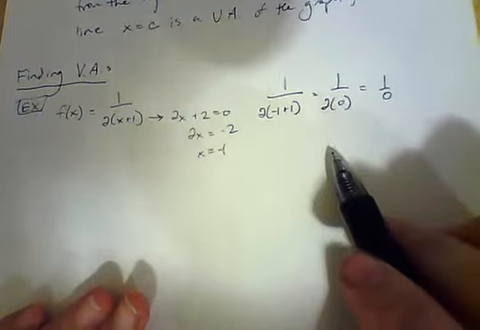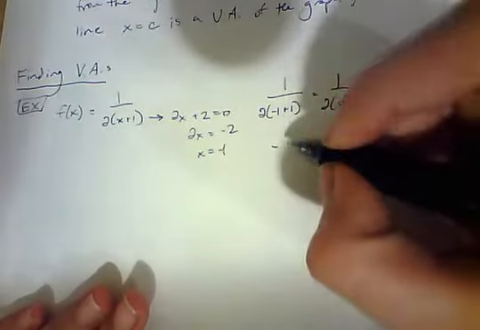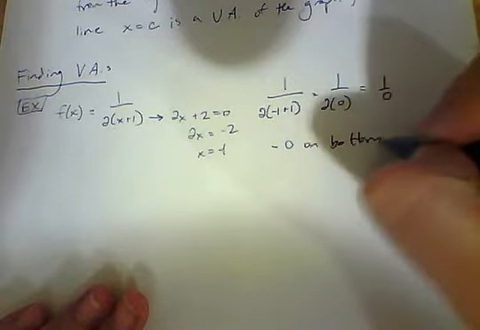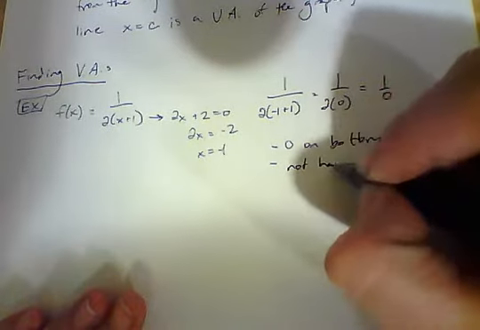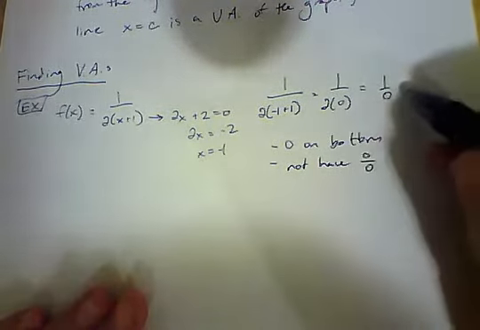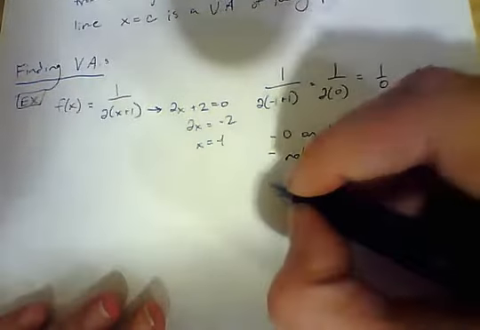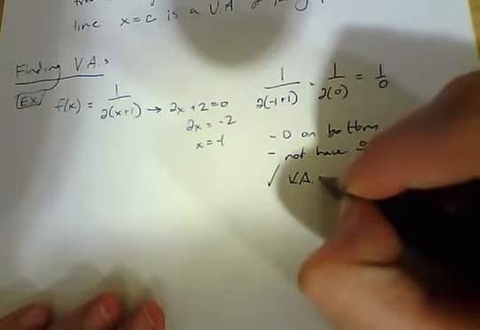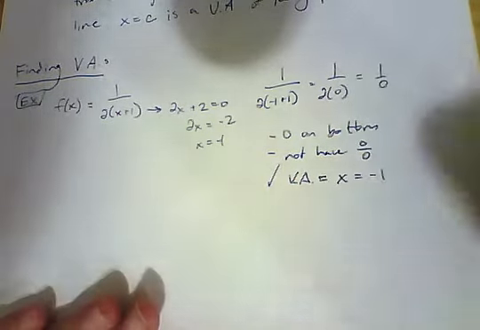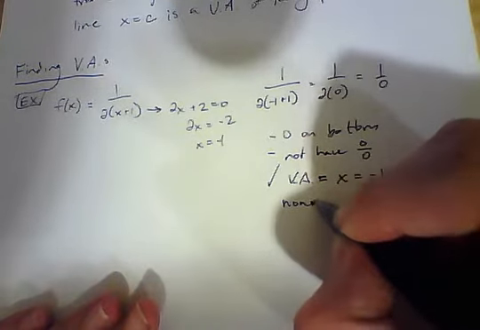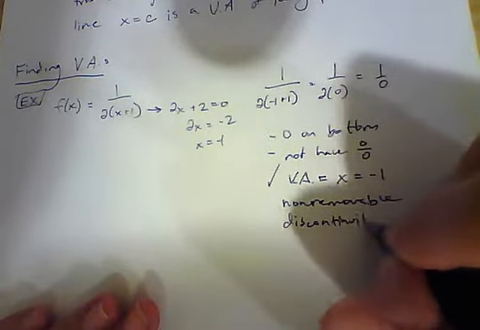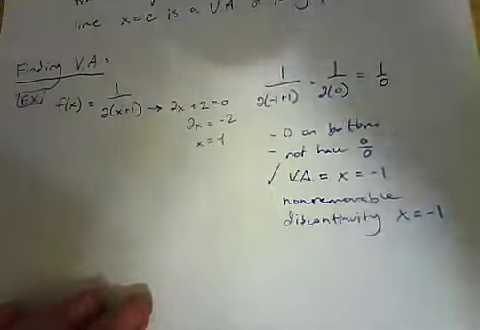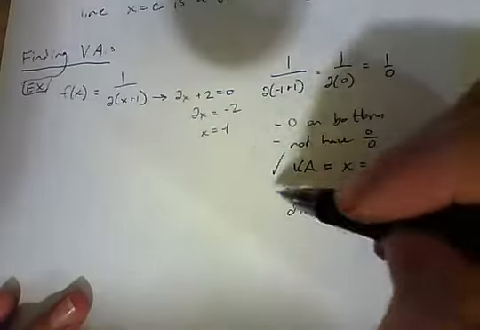And here's what we need to have if we're going to have a vertical asymptote. We need to have a 0 on the bottom, and we do. And we need to not have indeterminate form. We can't have a 0 on top as well, and we don't. We have a 1. So we know we have a vertical asymptote when x equals negative 1. You can also say we have a non-removable discontinuity at x equals negative 1. Both are true. Awesome.